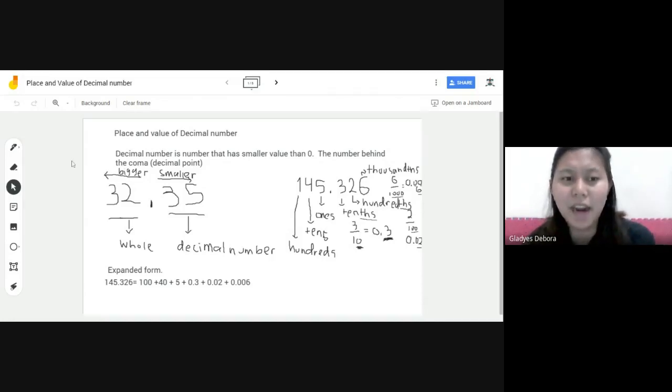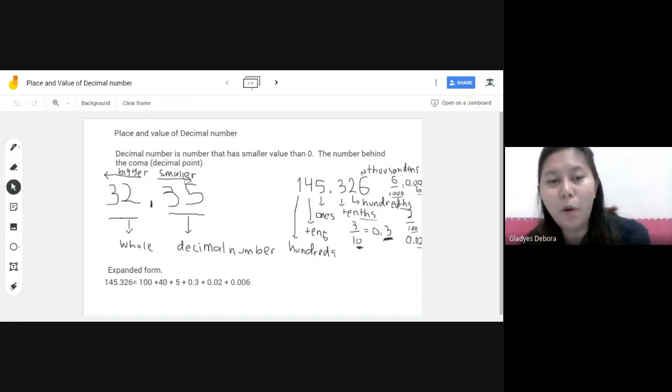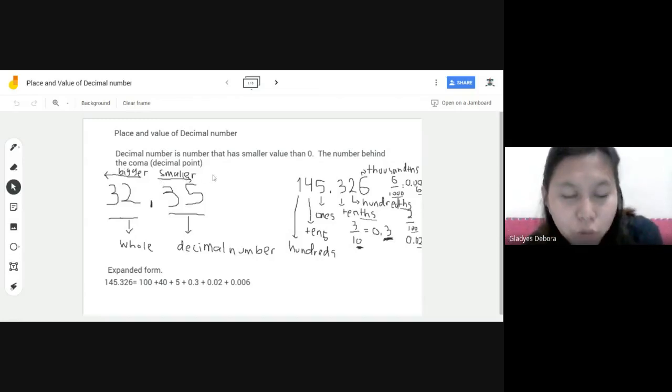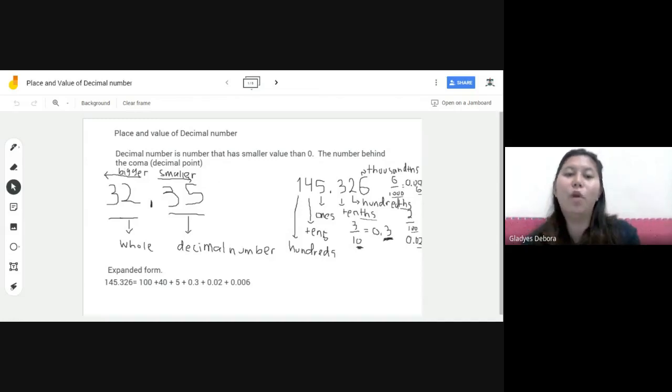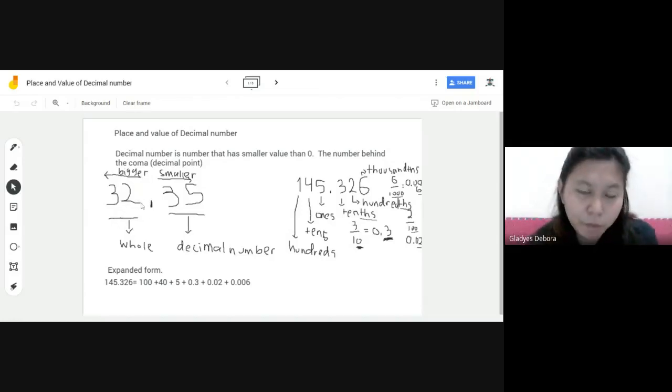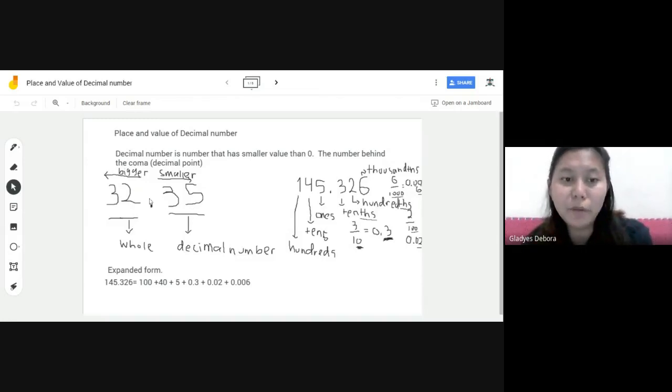Okay, as you can see here, going to the left side, the number becomes bigger, and the number behind the decimal point, going to the right side, becomes a smaller number. So 32 in front of the decimal point is the whole number, and behind the decimal point is the decimal number. So the decimal point is separating the whole number and the decimal number.